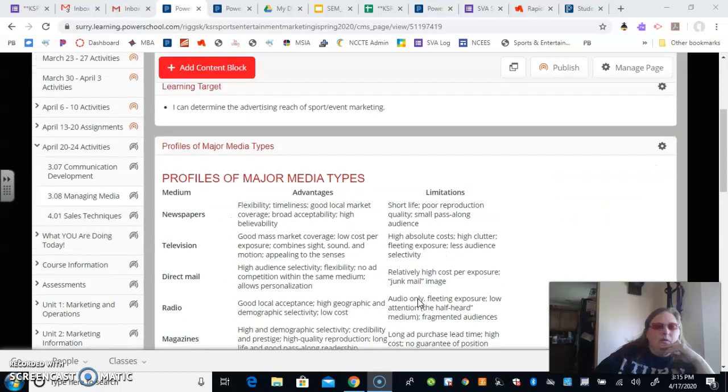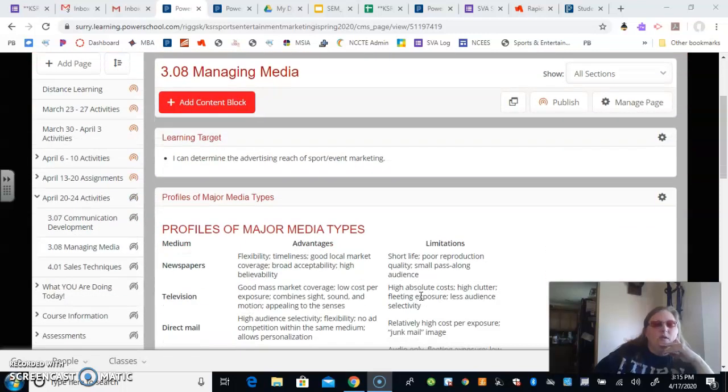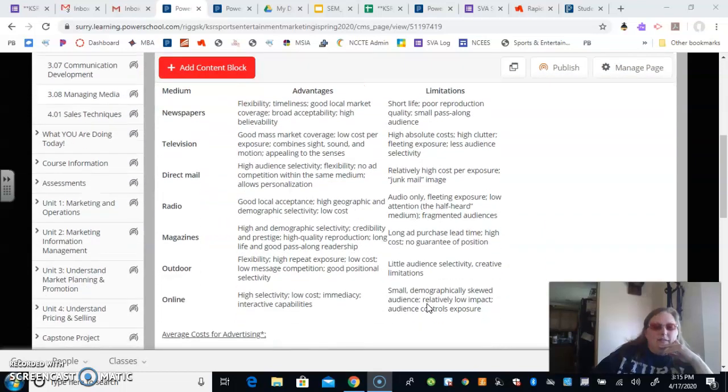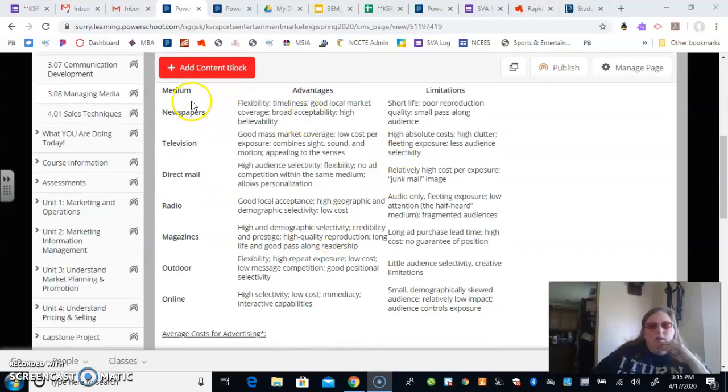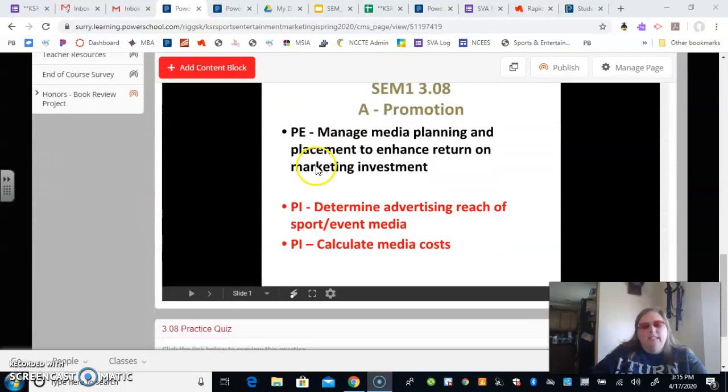Okay, so in 3.08, we're talking about the different types of media you can use to promote your business or your product. I've got listed here different mediums and types of media, along with the advantages and limitations or disadvantages, and then the average cost. Now remember, this is an average, and it would depend on the state or the city as to what the average really is. You can't look at an overall average because it's going to be different.